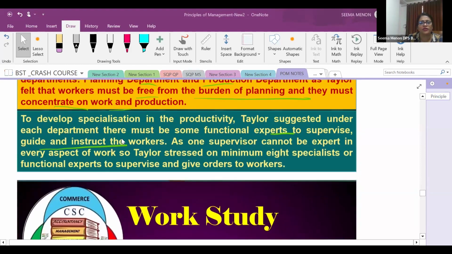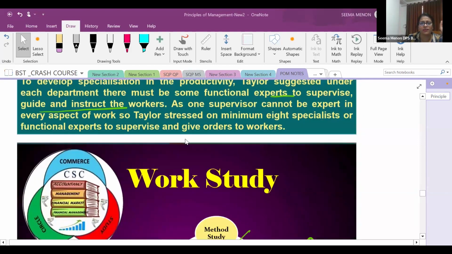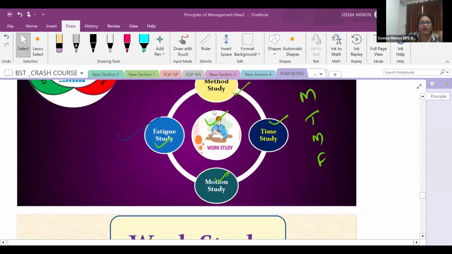All these various roles yesterday we explained. Then coming into work study, there are 4 elements: method, motion, fatigue and time. So you will remember in that way: 2M plus F plus T, that is method, motion, fatigue study and time study. Method is the best way of doing a job. Motion means the movement from one place to another should be eliminated, because that will be unproductive. More movement means that much loss to the organization.